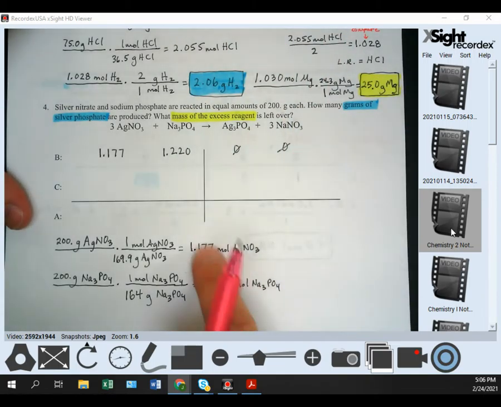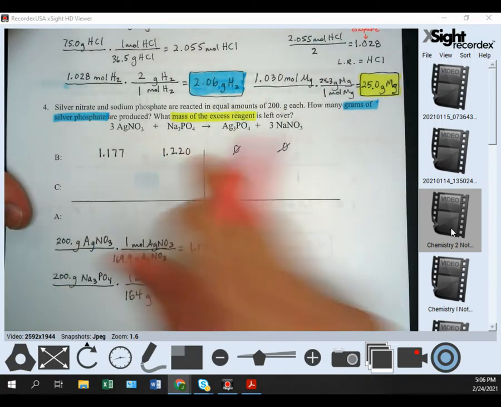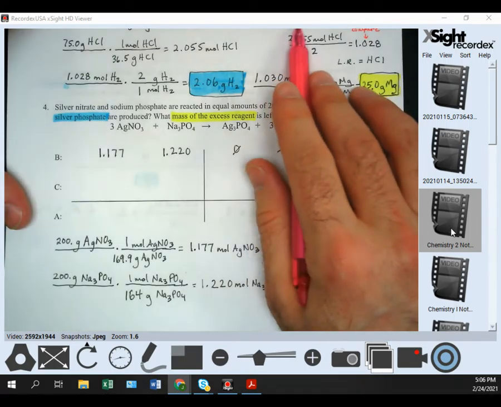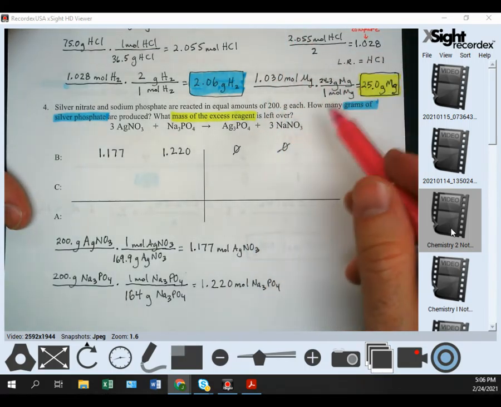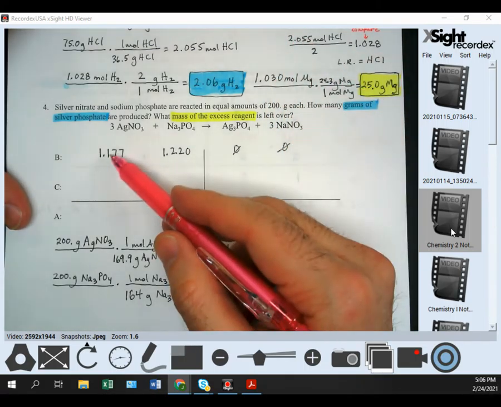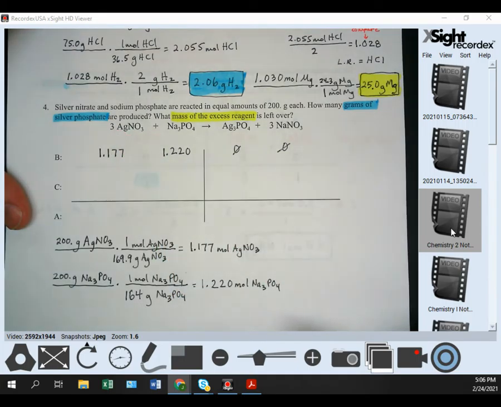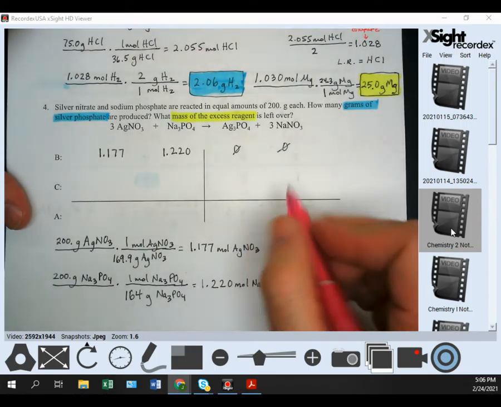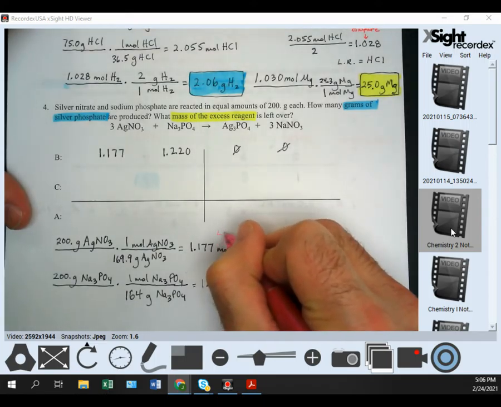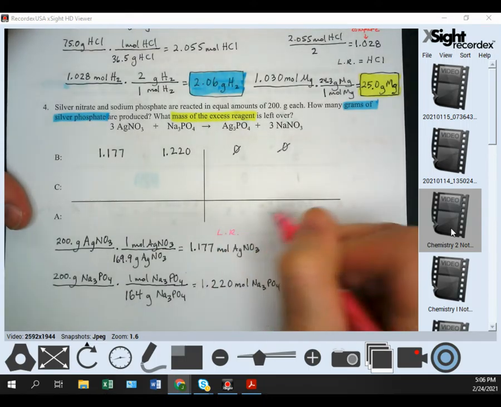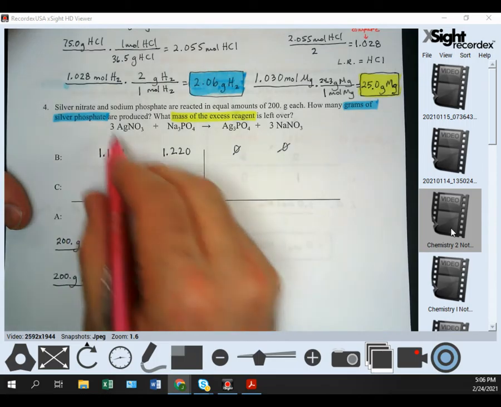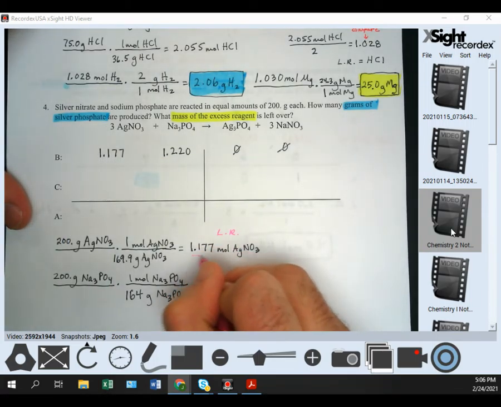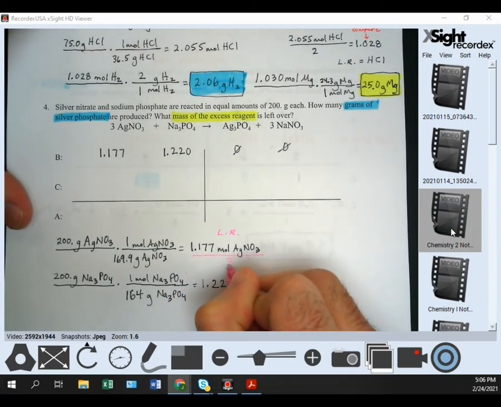So these numbers are the moles that we start with, so they go up here in the before. Then to do the limiting reactant, you take the number of moles you start with divided by the coefficient, right? So the number of moles of AgNO3 that we start with, to find the limiting reactant, take the number of moles you start with divided by the coefficient. So we're going to take this divided by the coefficient.